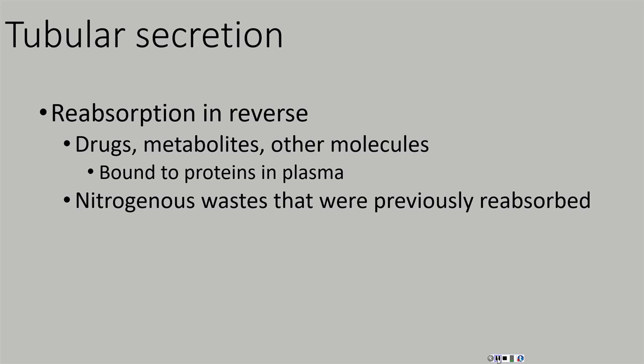And nitrogenous wastes. Nitrogenous wastes are really byproducts of protein metabolism. So when we're digesting proteins and producing amino acids, we also produce nitrogenous wastes like urea and uric acid. And now these nitrogenous wastes are a little bit different from the drugs, metabolites, and other molecules because nitrogenous wastes, they actually are filtered. But for various reasons, they are reabsorbed early in the PCT, but then they are almost immediately secreted back into the filtrate along the PCT and later in the nephron.